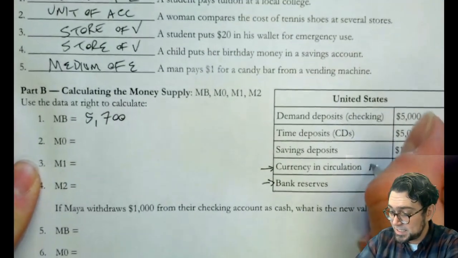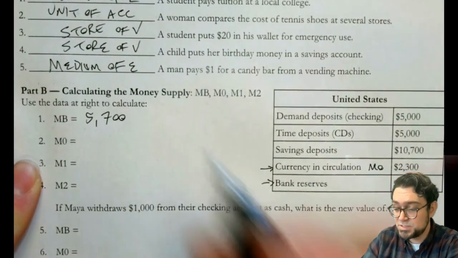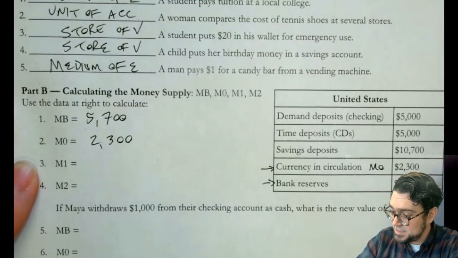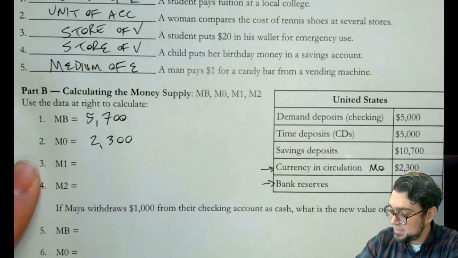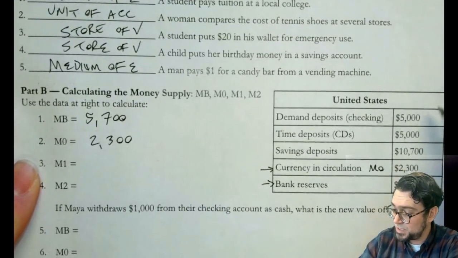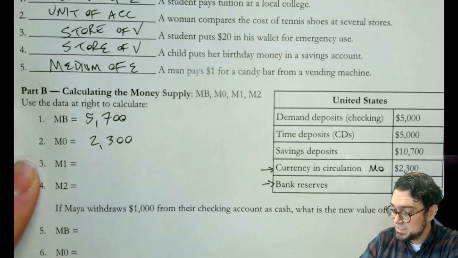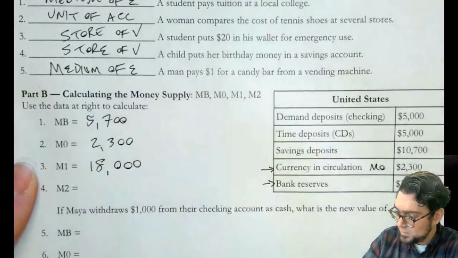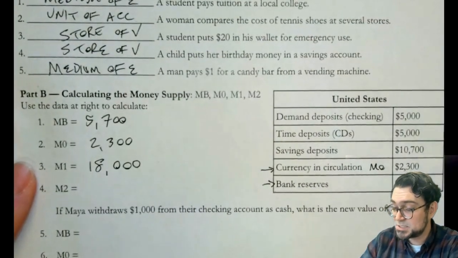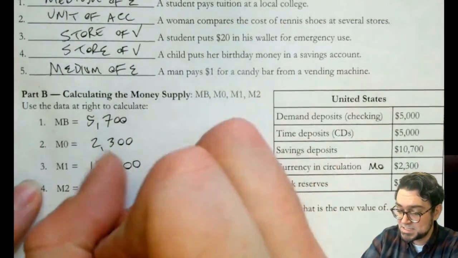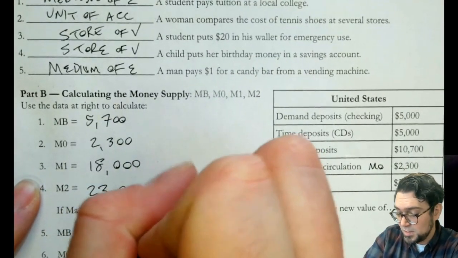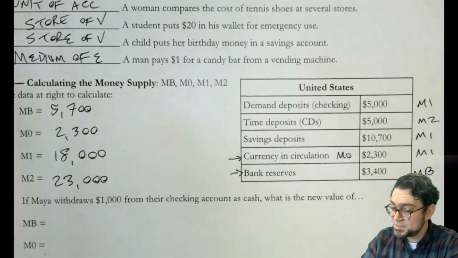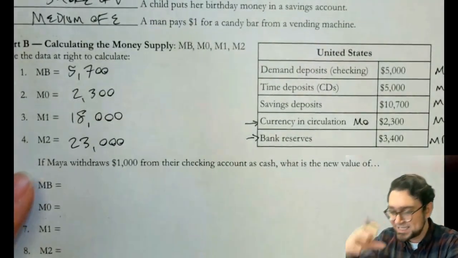M0 is just these guys. That's the currency in circulation. So that's 2,300. M1 is these guys, savings accounts and checking accounts. So these three. So that's 15,700, 16, 17, 18,000. And then the only one that's in M2 exclusively is time deposits. So 5 plus 18 is 23,000. So you can kind of see how these are listed together. Oftentimes you'll have them included like little Russian nesting dolls.